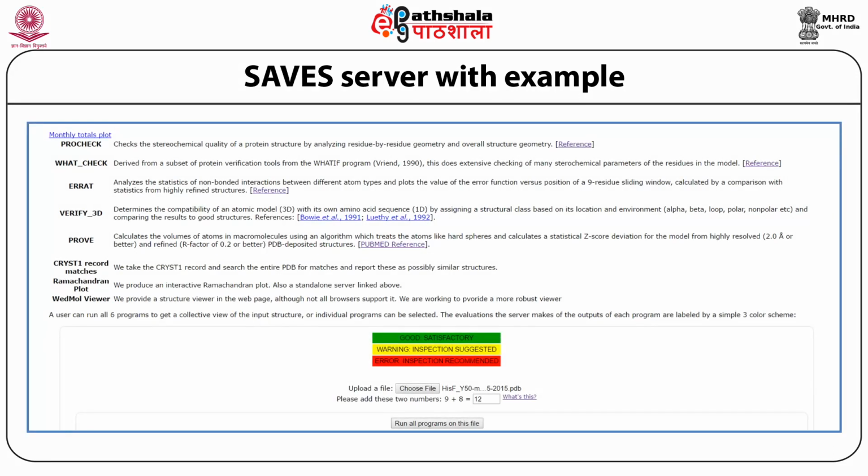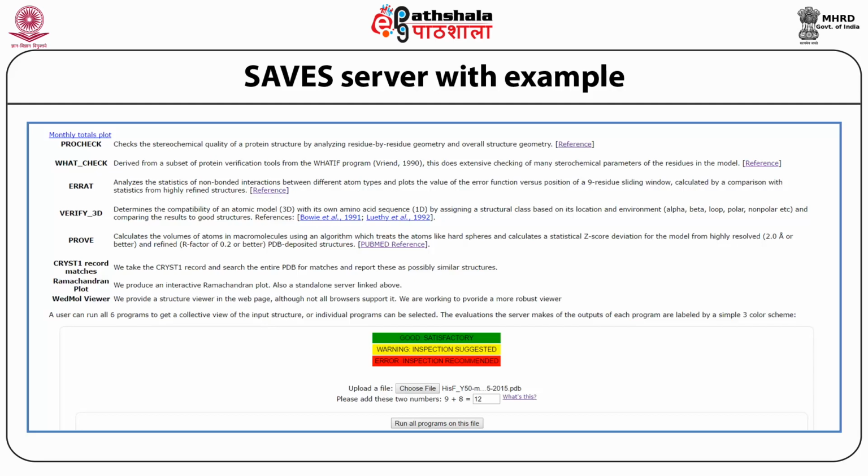Previously we saw examples for ProCheck individually and the error plot for an individual run. Now let's take an example where we run all the programs together for a particular model. Here you will be running ProCheck, WHAT CHECK, ERRAT plot, Verify 3D, and PROVE. Crystal information depends on the crystal structure. If you are using a crystal structure or PDB structure to validate, then Ramachandran plot, then model viewer. We can run all the programs together for the structure.